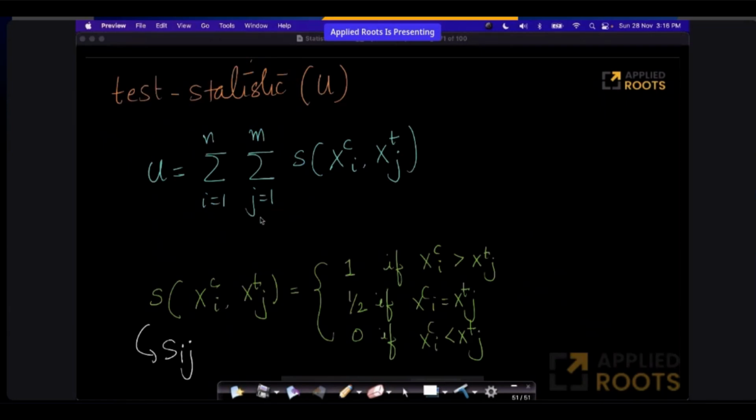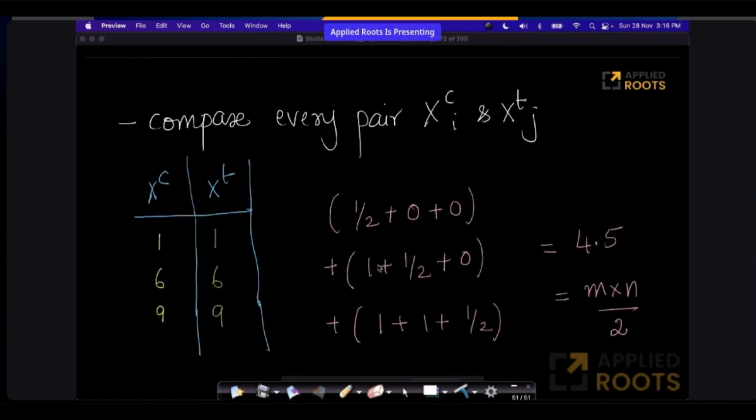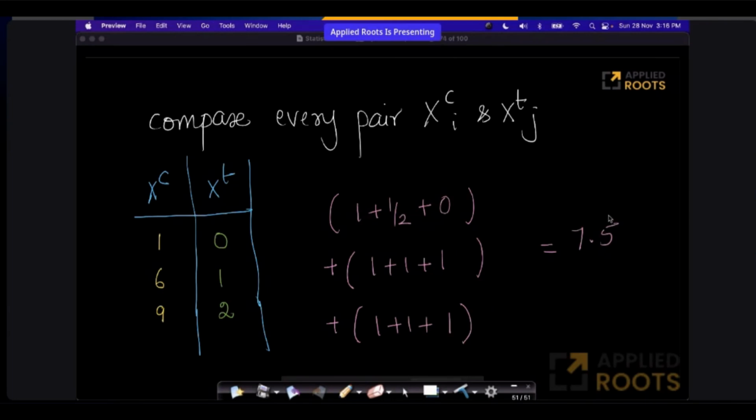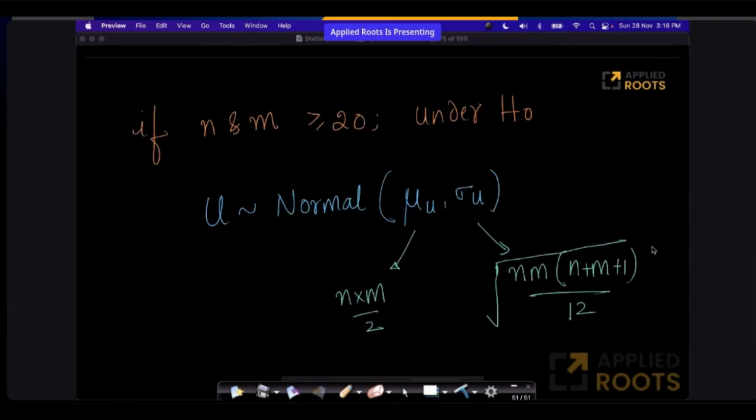Then there is a specialized metric that is defined. And this metric is defined as follows, where we are taking every pair of values from control and treatment and doing a simple computation. And the idea behind it is when both the distributions are the same, you're going to get a value of m into n by 2. When one distribution changes from the other distribution, you're going to get a value which is either significantly less than m into n by 2 or greater than m into n by 2.